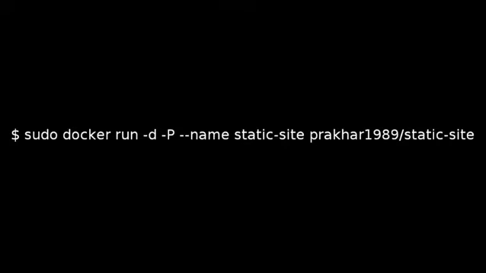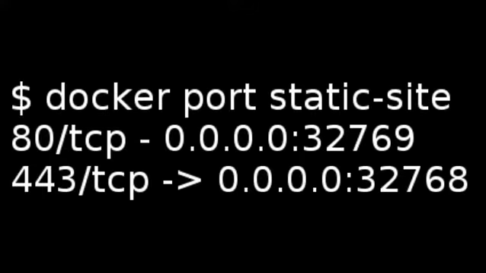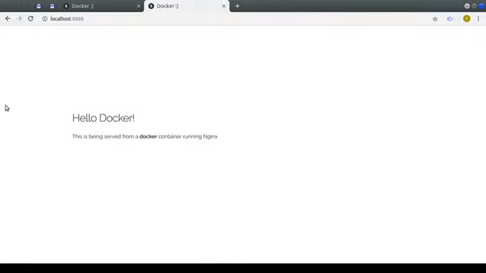Now we can see the ports by running docker port static-site. You can open localhost:32769 in your browser. Note that if you're using Docker Toolbox, then you might need to use docker-machine ip default to get the IP. You can also specify a custom port to which the client will forward connections to the container.